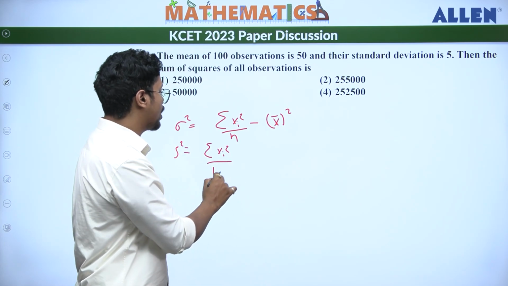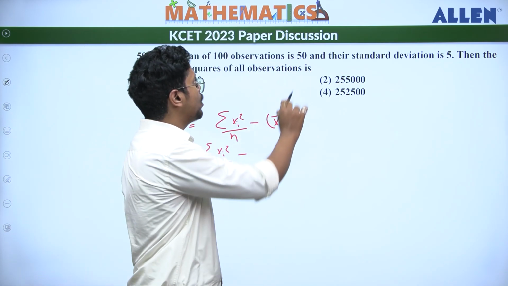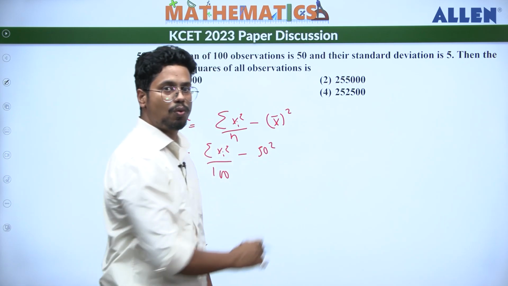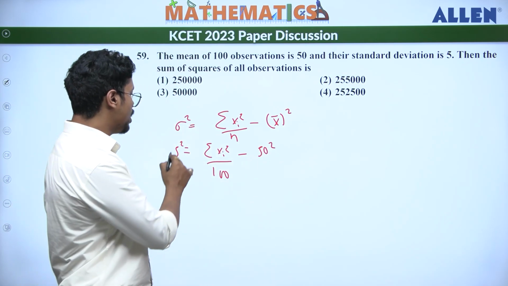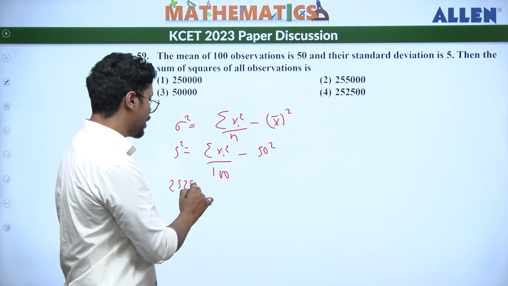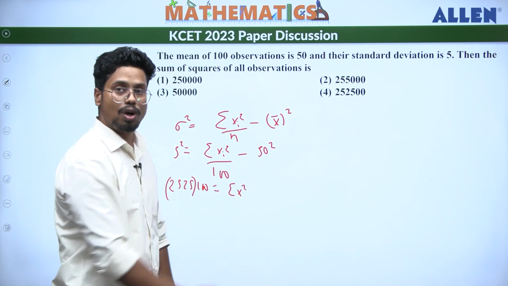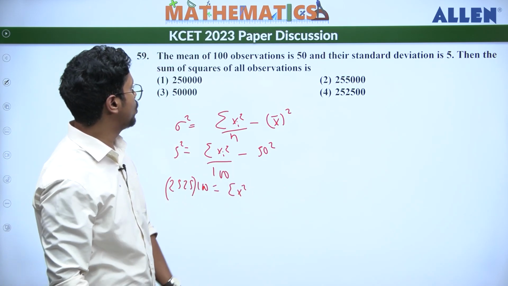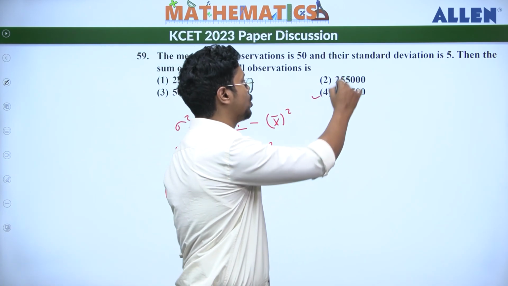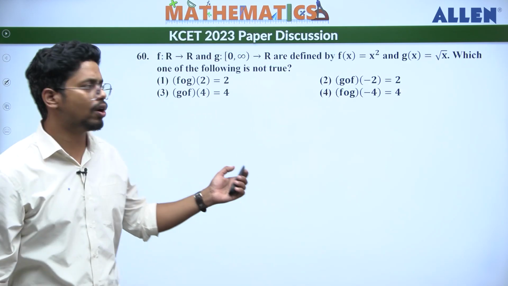How many data are we talking about? 100. What is the mean value we have here? Mean value is 50, so 50 whole square. So all of you, let us try to calculate. This is 25. This is 2500. So this will become 2525. Into this 100 will become the sum of the squares. What is this value? 252500. Option number 4 is your correct answer. Fine. Okay, all of you, let us go ahead.